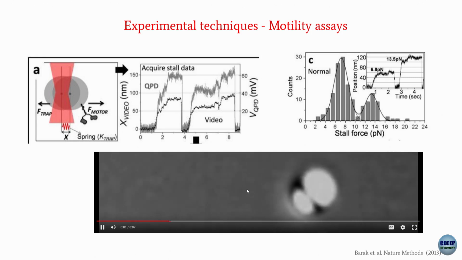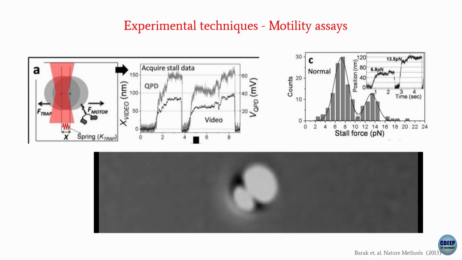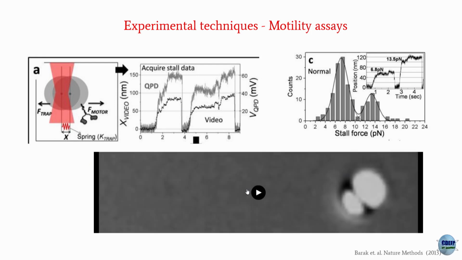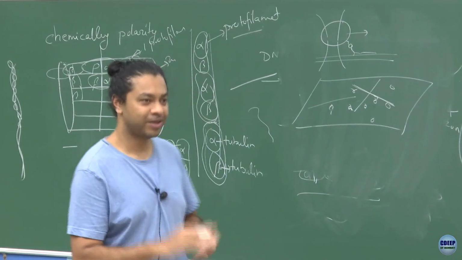So this is what that would look like. Here it's actually a cargo, a bead like this, which is moving on a microtubule. You can't really see the microtubule, but if you look very closely, there is a faint line over here, which is a microtubule, and the cargo is moving on this microtubule. Might be a little too much biology for you, but think anyway.